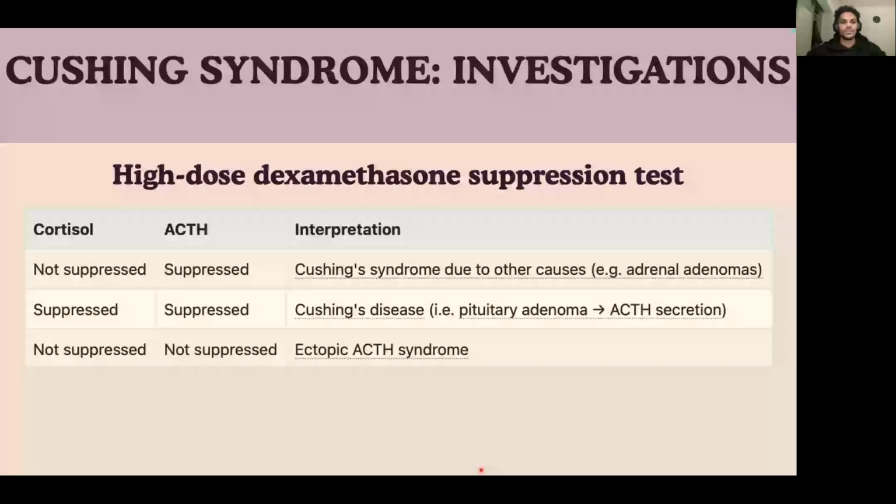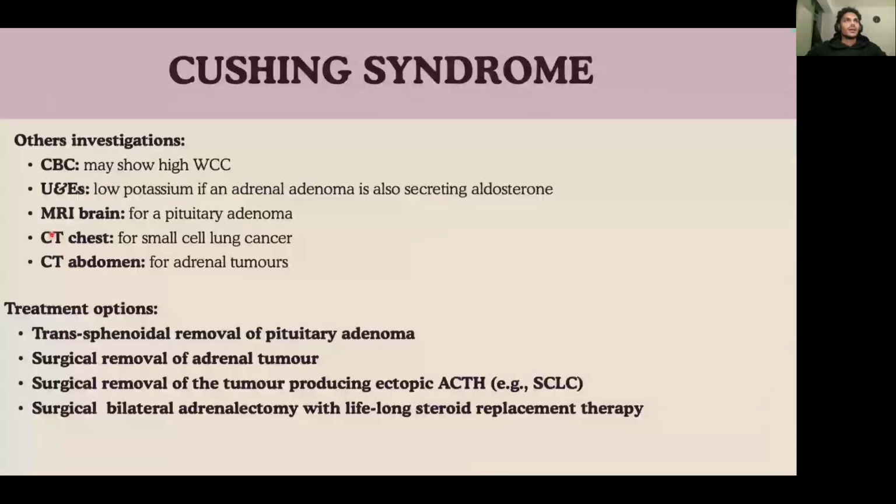So you can do other investigations: full blood count, usual bloods, CT thorax, abdomen and pelvis if you're suspecting small cell cancer and ectopic causes, and MRI brain for pituitary adenoma. And then the treatment options pretty much are treating that underlying cause, really. I hope that's clear. So depending on the underlying cause, you go for treatment options. But I hope that at least the investigations and interpreting the investigations makes sense. Any questions so far? Let me just take a look at the chat.